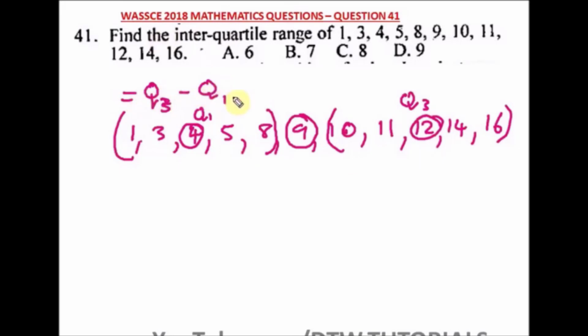So definitely our interquartile range is Q3 minus Q1. First of all, our Q3 is equal to 12, minus our Q1, which is equal to 4. And what is 12 minus 4? That will give us 8. So our interquartile range is 8. And our right option here is option C.